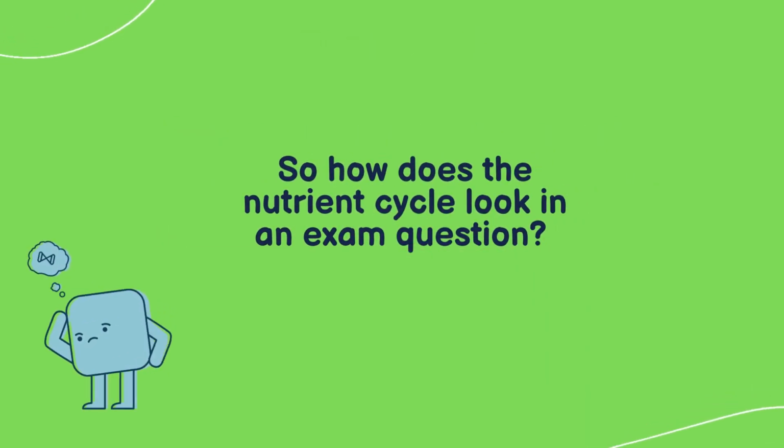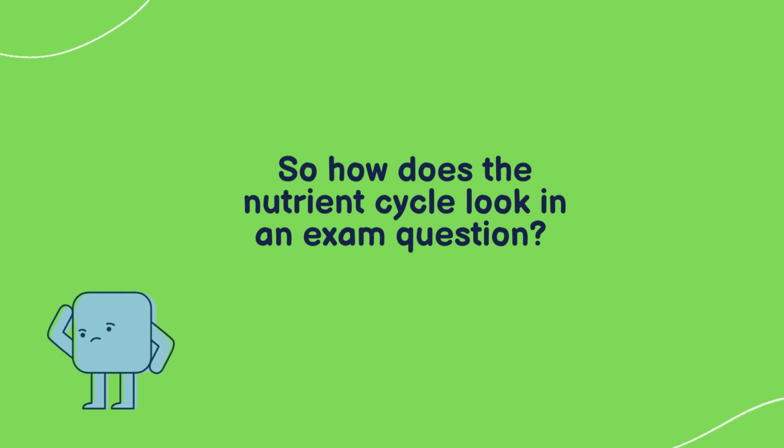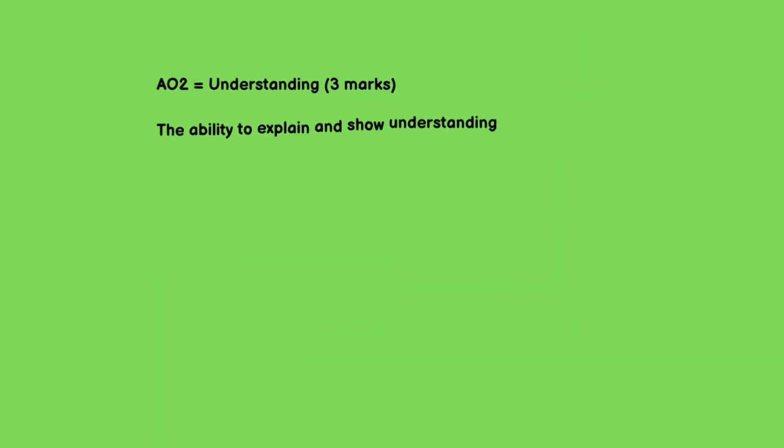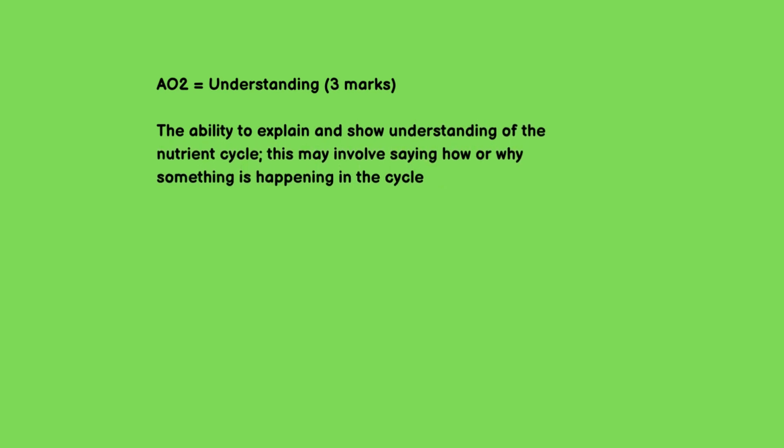So how does the nutrient cycle look in an exam question? Well, they often give you a figure and ask a question something like, explain why the diagram shown in figure 9 is an example of nature's recycling system. 6 marks.